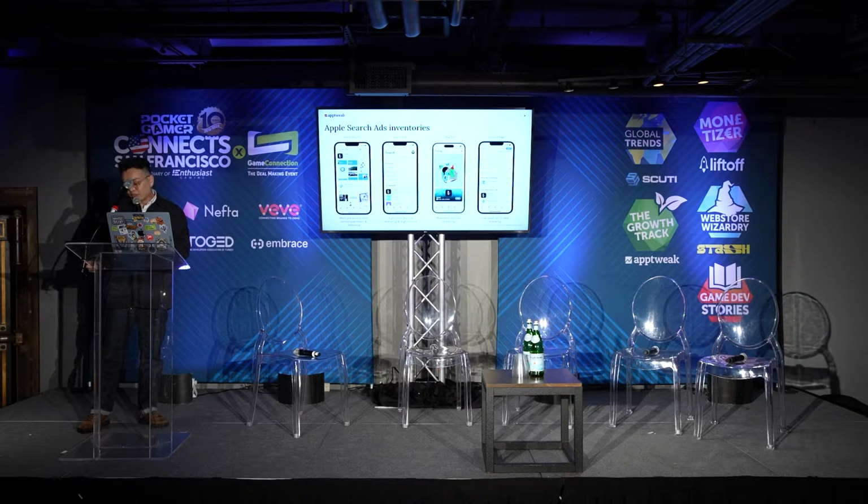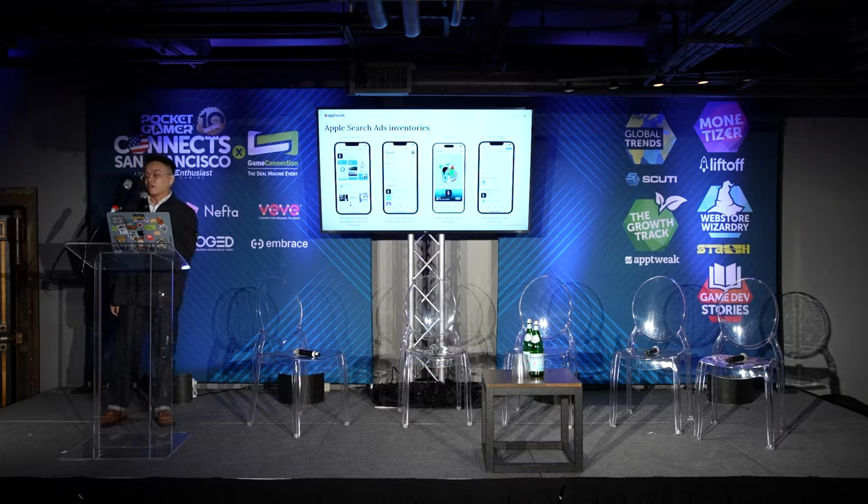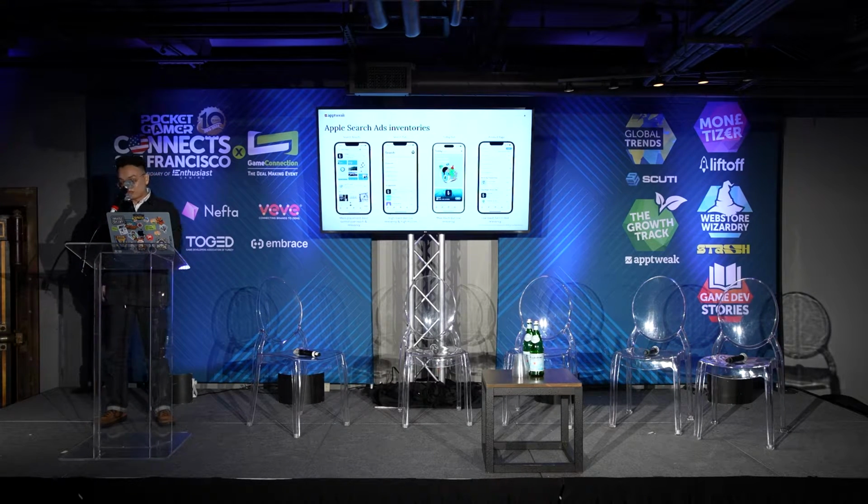Cool, so here are the 4 main inventories for Apple Search Ads. You have the search results, search tab, today tab, and product page ads. Each of the different formats has their pros and cons, but for the purpose of today's presentation, we'll be focusing primarily on the search results campaign, just because these are the main placement in the App Store and give you the most control over keyword bids, targeting, etc.